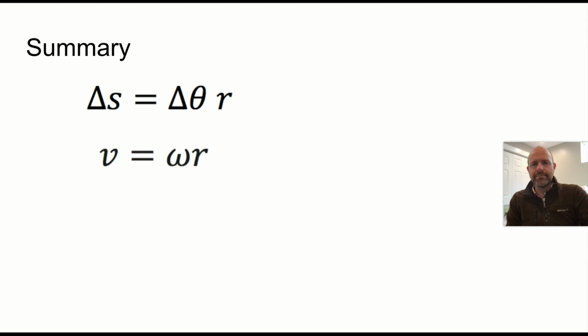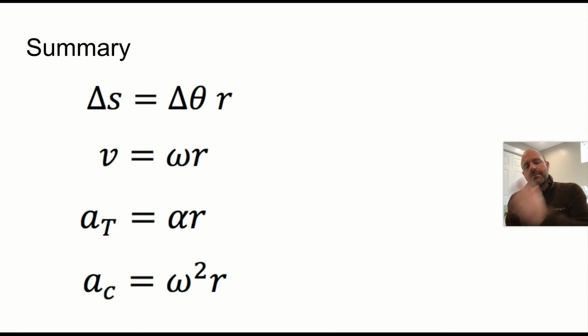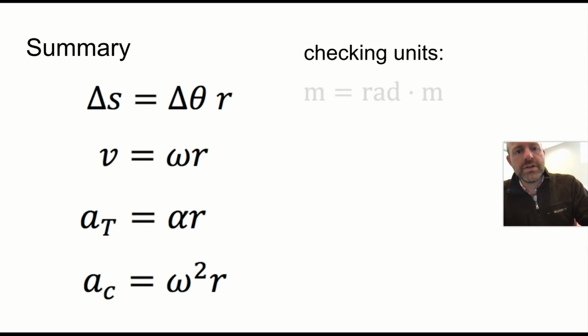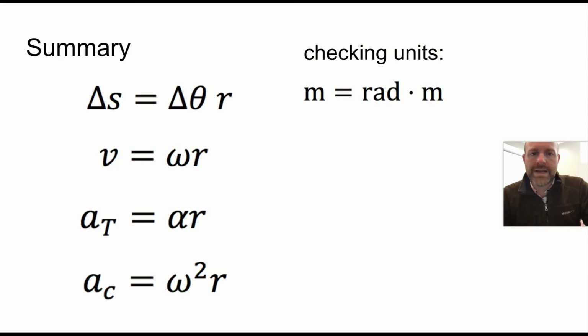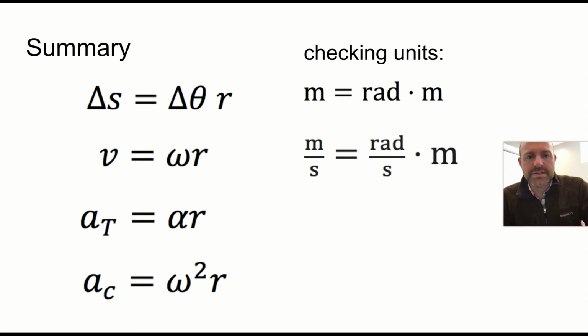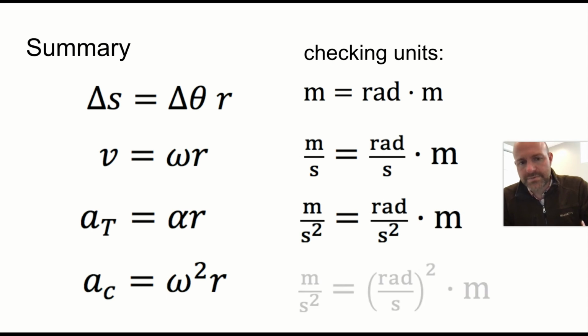So the summary: linear displacement is equal to angular displacement times r, linear velocity is omega r, tangential acceleration is alpha r, and centripetal acceleration is omega squared r. Right? What are the units? Radians times meters is going to be meters, because radians is essentially unitless. Radians per second times meters, radians per second squared times meters, and so on. Okay.